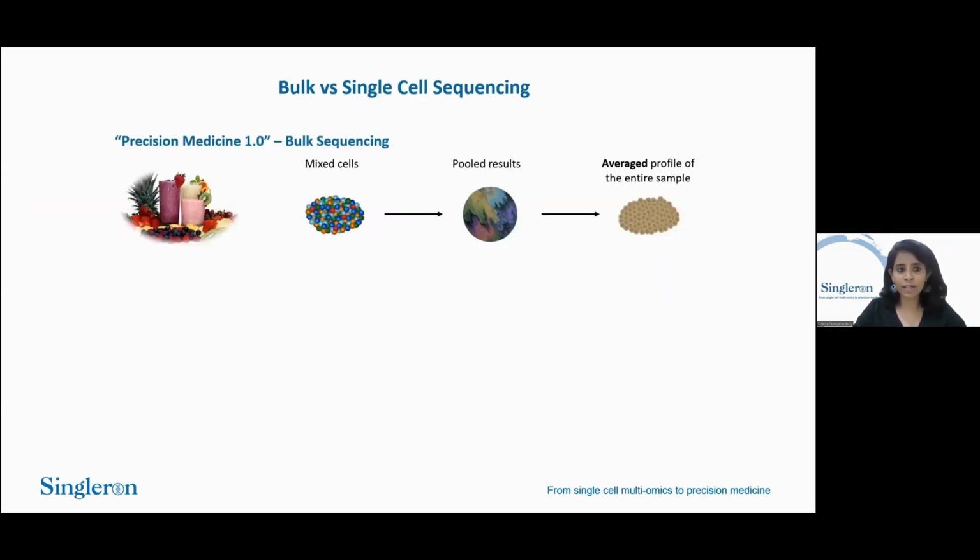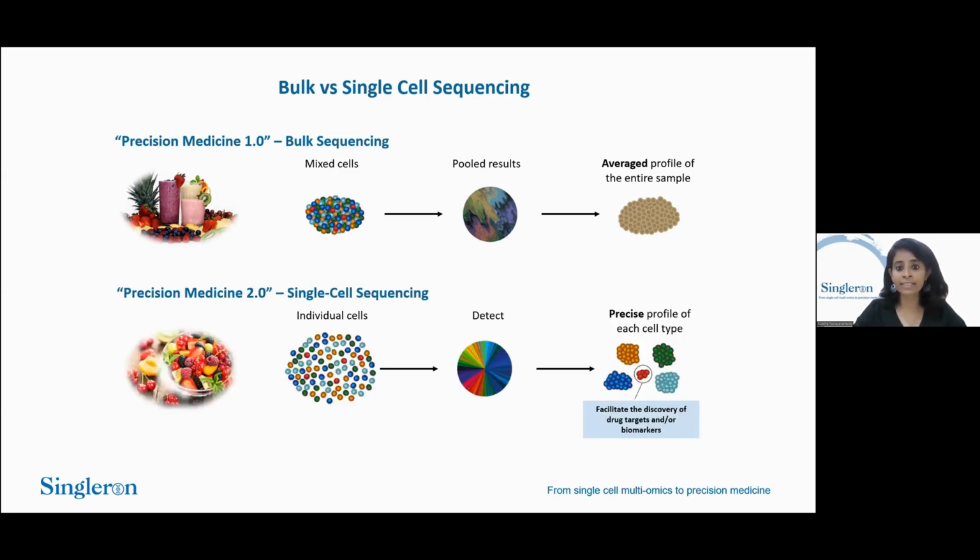Just to start, we all kind of know why we need single-cell sequencing, but just to remind ourselves, if you do a bulk sequencing of a sample, you get an idea of the mixed cell population, a pooled result, and an average profile of all the different cell types in the sample. But if you're looking at the single cell level, you're able to precisely profile the different cell types in that sample, which is important for facilitating downstream processes like drug target discovery or biomarkers.